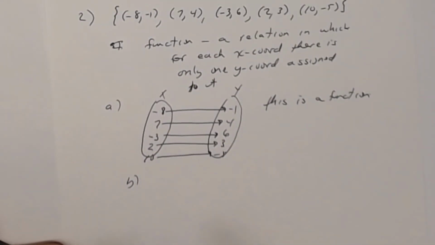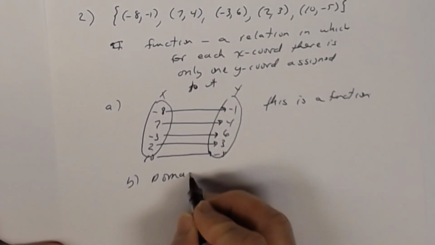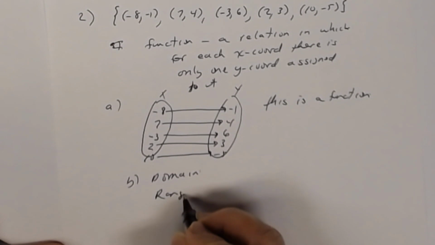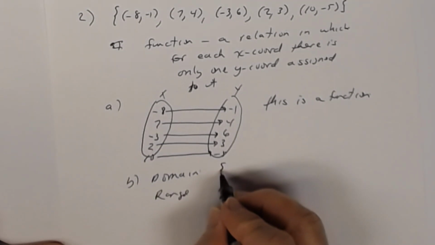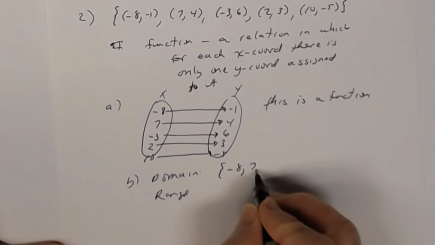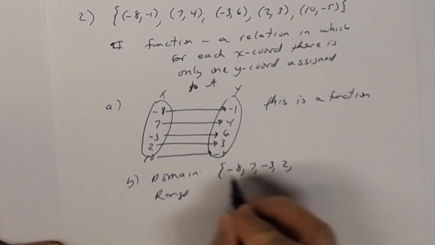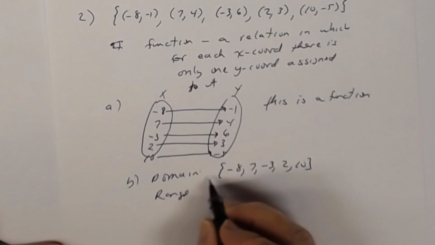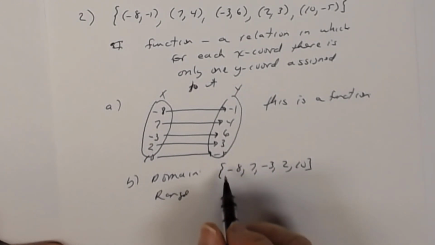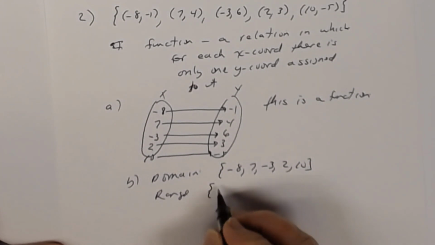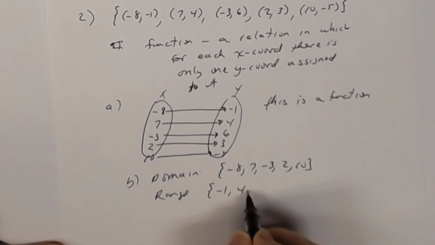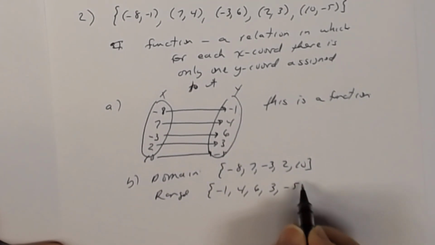In part B, they want you to indicate the domain and range. Remember, the domain is a set of x coordinates. So you just list your x coordinates. Some x coordinates are -8, 7, -3, 2, and 10. And you don't have to put them in numerical order. You just write them as you see them. My range is -1, 4, 6, 3, and -5.